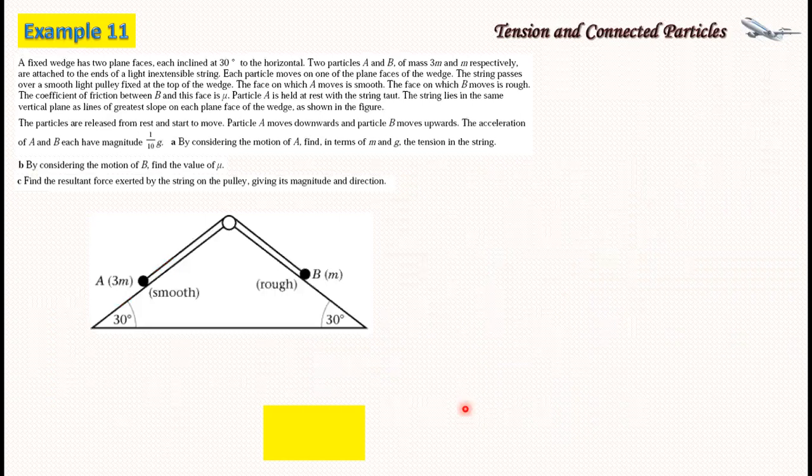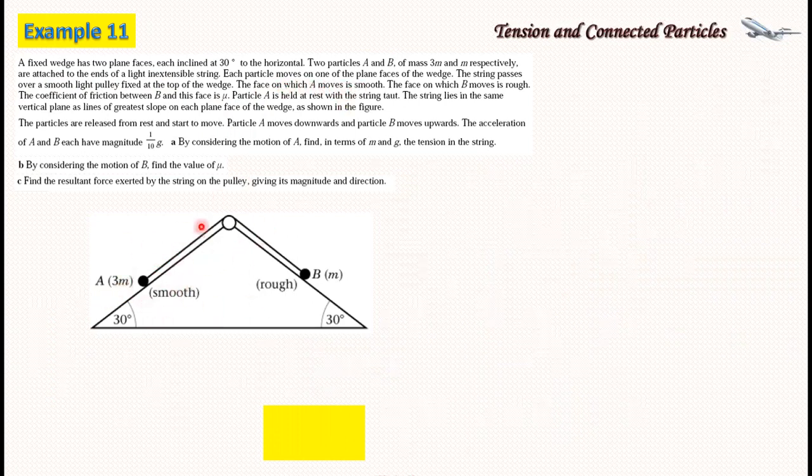All right, question 11. A fixed wedge has 2 plane faces, each inclined at 30 degrees to the horizontal. 2 particles, A and B, of respective masses 3m and m, are attached to the ends of a light inextensible string. Each particle moves on one of the plane faces of the wedge. The string passes over a smooth light fixed pulley at the top of the wedge. The face on which A moves is smooth.